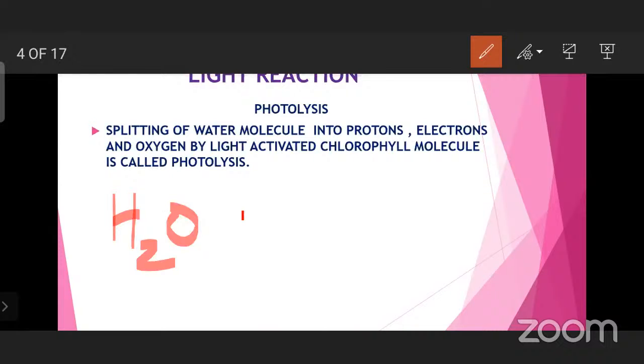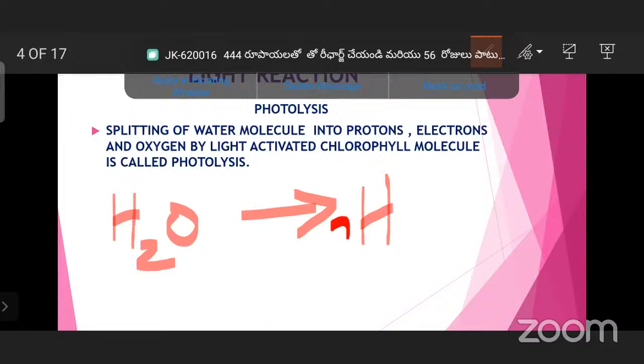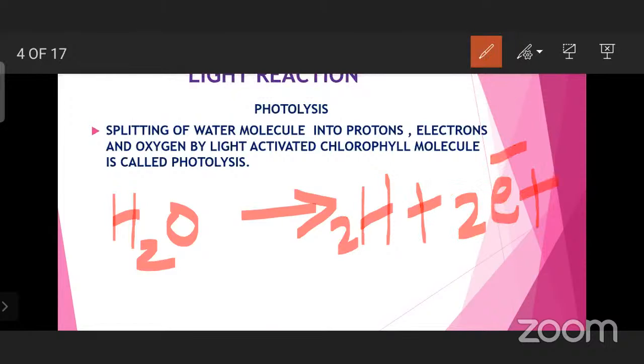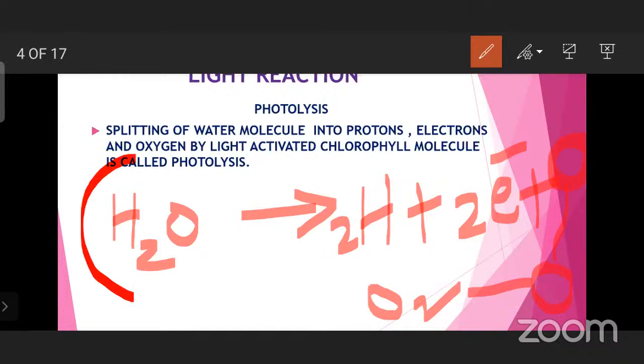H2O is going to split into protons of hydrogen and electrons of hydrogen, and oxygen will get separated. This oxygen, we can write half oxygen, or it is nascent oxygen. It is going to combine with another oxygen and they are going to become the oxygen gas getting liberated. So for every one molecule of water, we'll get half oxygen. That means only one single nascent oxygen is going to form.